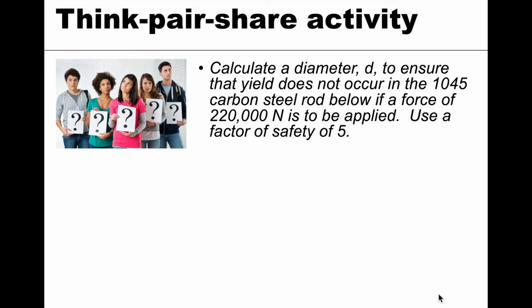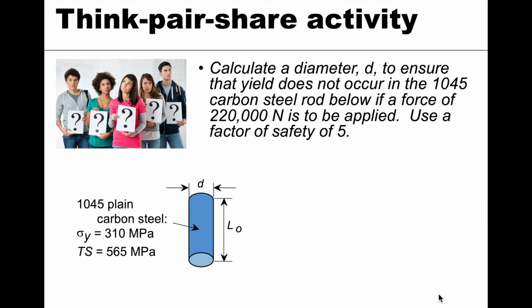So here, instead of having to look up the values in the textbook, I'm going to go ahead and give you the values for 1045 plain carbon steel. Keep in mind, though, a lot of these values you can find in our textbook. So for that material, again, we have a diameter D and then a length L naught. And our yield strength and tensile strength are given here.